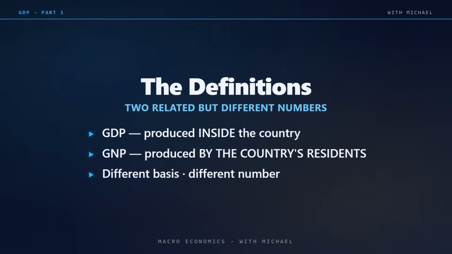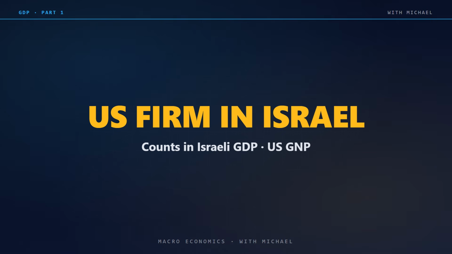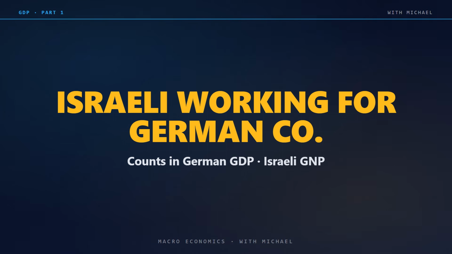Consider an example. A factory in Israel owned by an American multinational. The production of that factory counts in Israeli GDP because it is geographically inside Israel, but it counts in US GNP because it is owned by Americans. Conversely, an Israeli engineer working remotely from Israel for a German company. Their work counts in Israeli GNP because they are an Israeli resident, but it counts in German GDP because the German firm is paying for output.